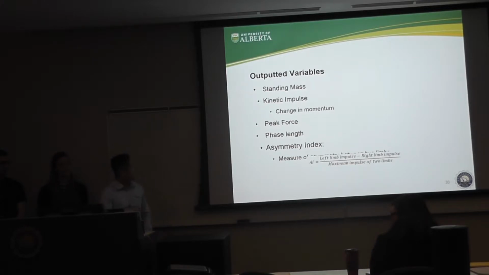The kinetic impulse we calculated by just taking the integral of the force-time curve, and we were able to do this because we had that continuous function. And the peak force we just obtained from each phase of the jump, so they would be the same for the concentric and eccentric because those are the points where there's a phase change. The phase length is what we automated in the last couple of slides, and we're also able to determine the asymmetric index. And sorry about the bit of cutoff here, but we define the asymmetric index as the left impulse minus the right impulse divided by the maximum of the two, either left or right impulse.